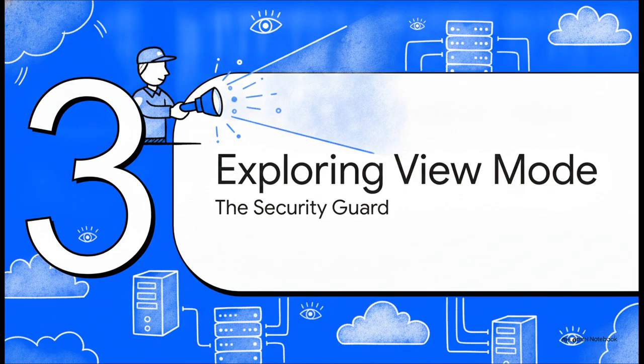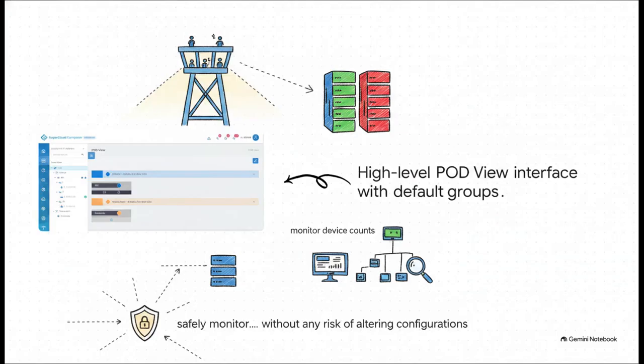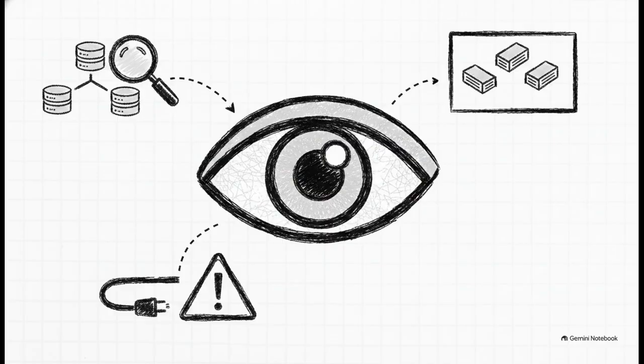All right, with our hierarchy locked in, let's step into the shoes of our security guard and see what view mode is all about. I love this analogy. Think of view mode exactly like a security guard stationed safely in a control tower. From this high-level vantage point, you can clearly monitor your default groups and your color-coded racks. You can safely check device counts, monitor system statuses, and search the whole tree, all without any risk of accidentally messing up critical configurations. The golden rule here is look but do not touch. It's a strictly non-editable environment built purely for gathering info and confirming system health.